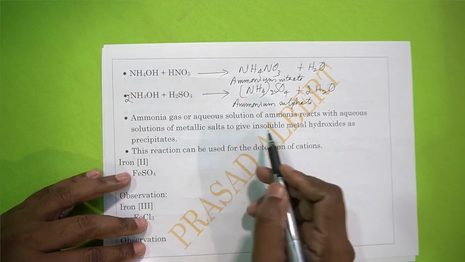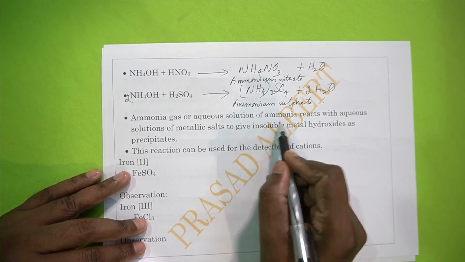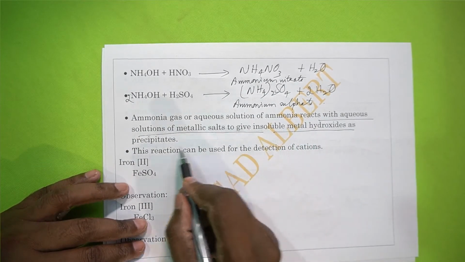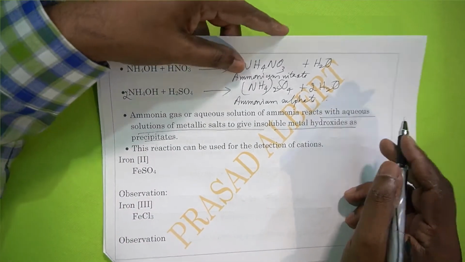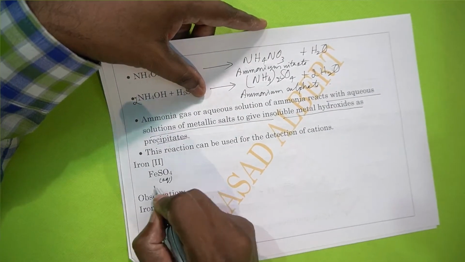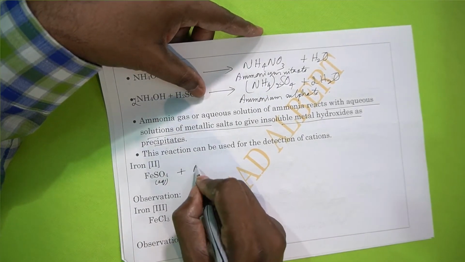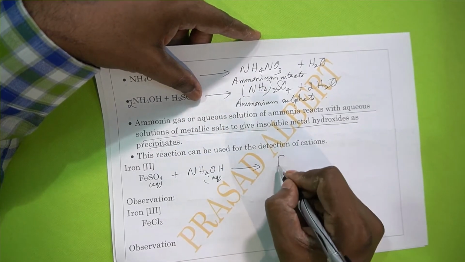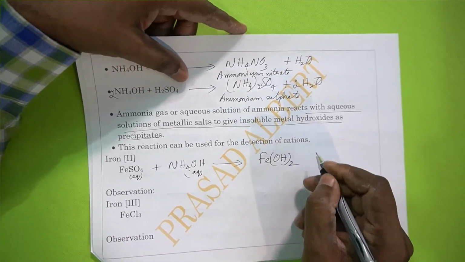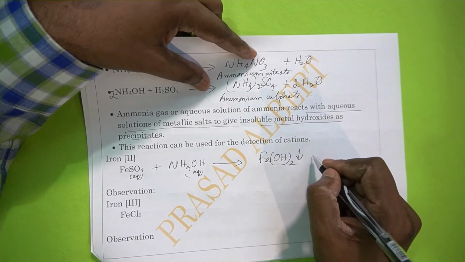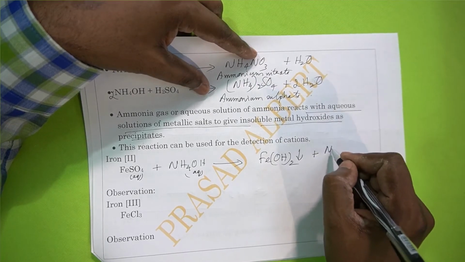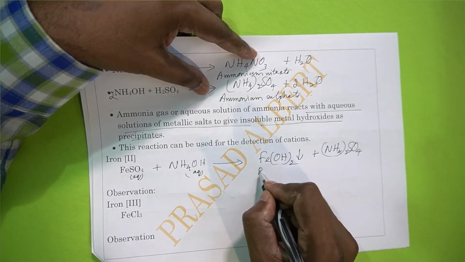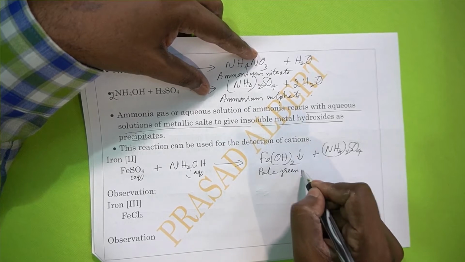Then ammonia gas, or its aqueous solution, reacts with aqueous solutions of metallic salts to give insoluble metal hydroxides as precipitate. You take FeSO4 in aqueous form. FeSO4 is iron 2 sulfate, right? And you take NH4OH, ammonium hydroxide, which is also aqueous. What you get is a metal hydroxide, Fe(OH)2, which is insoluble, and therefore precipitation occurs, and (NH4)2SO4 is formed along with it. This has a pale green color, pale green PPT.